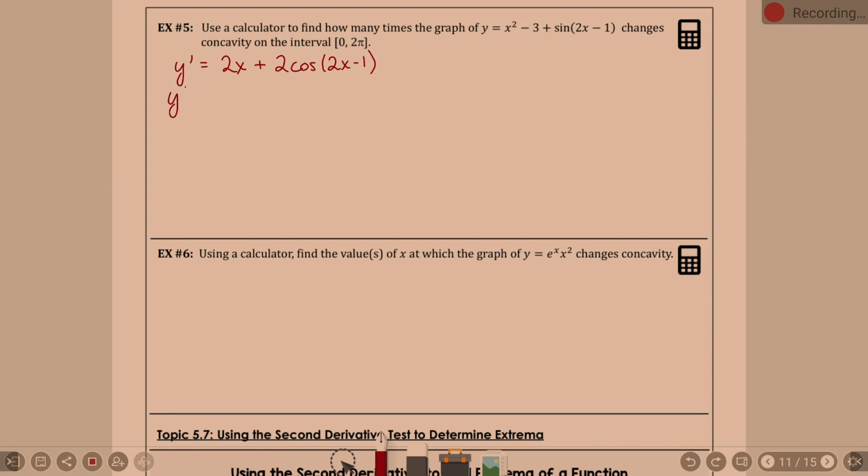Second derivative. 2 minus 4 cosine 2x. Okay. Minus 4. Yeah, because you have to take the derivative. Okay, I'm there. Give you guys a moment to get there.